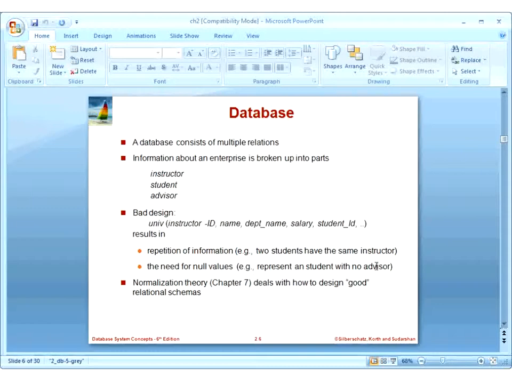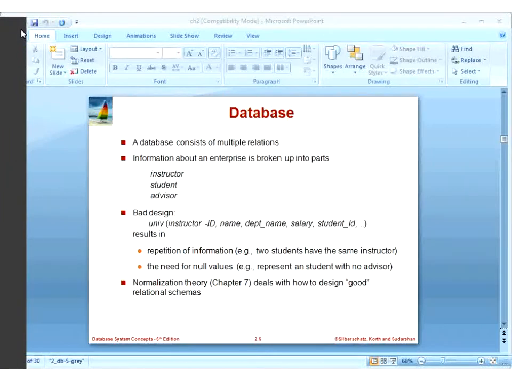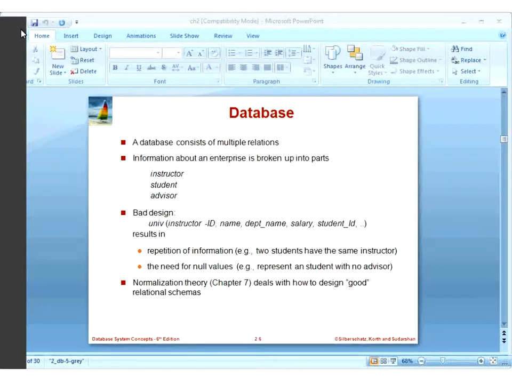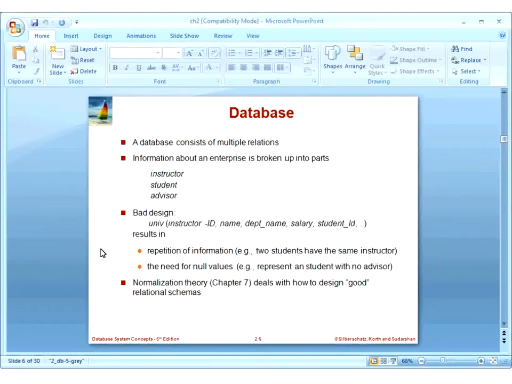Then there is the need for null values, for example, to represent a student with no advisor. If multiple students have no advisor, you will be storing a lot of null values in your table, so the size of your table will increase. When we apply normalization theory, it deals with how to design a good relational schema.